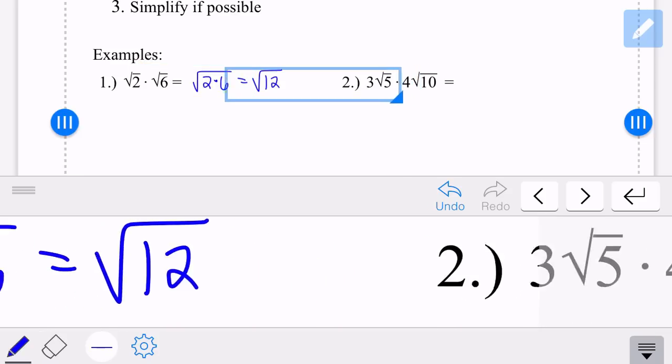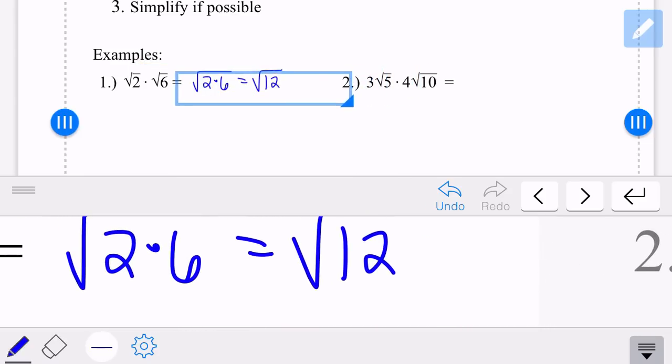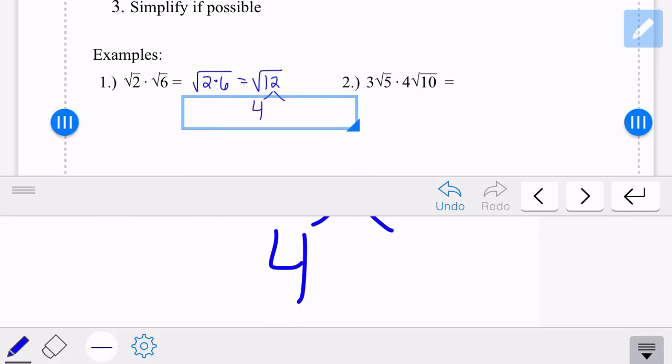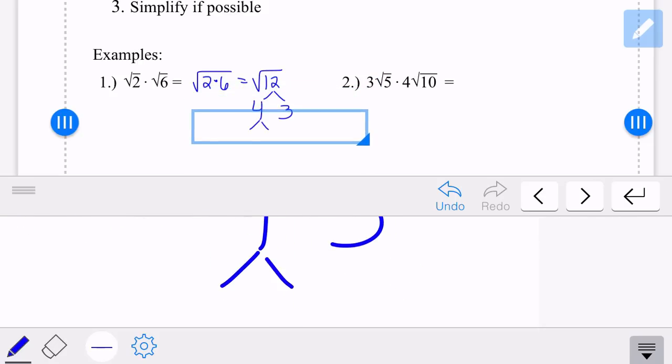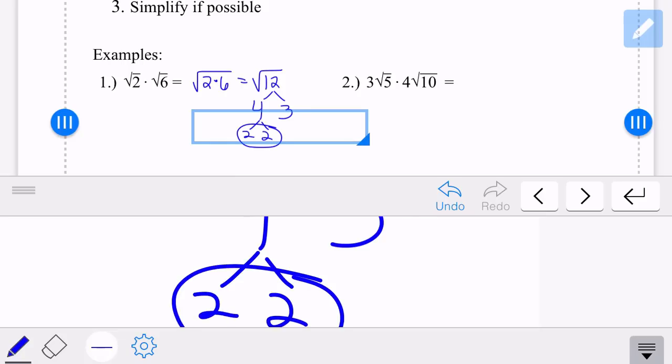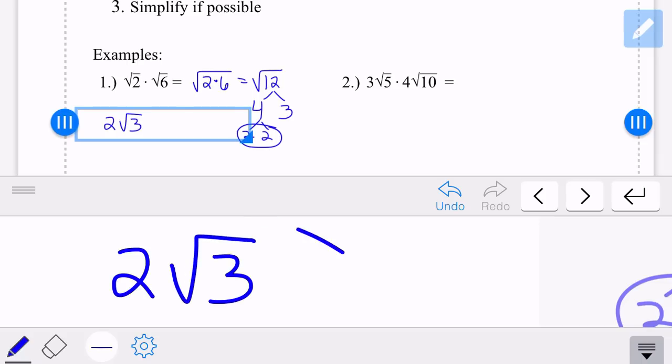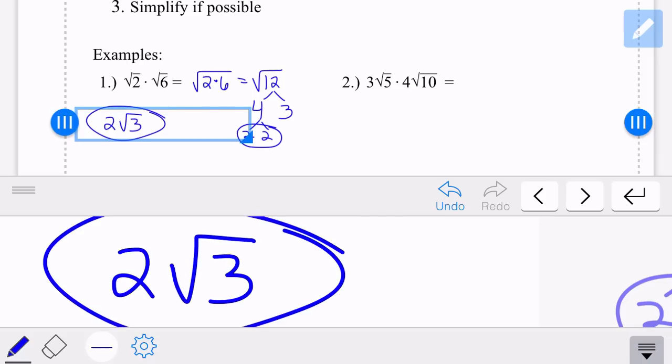Okay. Then we want to ask ourselves, does that simplify any? Or do we have any factors that can come out of there that might be perfect squares? Well, we do. 4 and 3 are factors of 12, and we know that 4 is a perfect square. It breaks into 2 and 2, giving us that pair that we need that we can pull outside the radical. So our final answer, we're going to pull out that 2, and then the 3 is going to stay underneath.